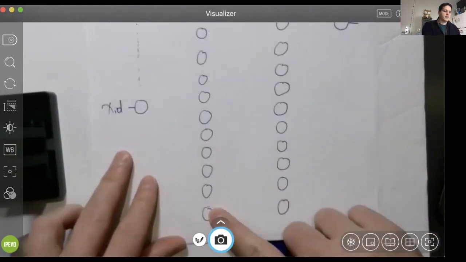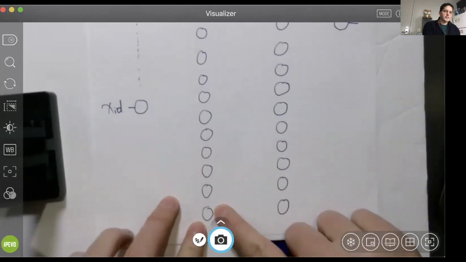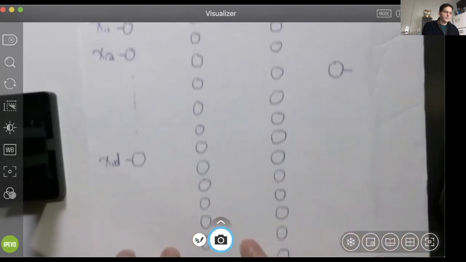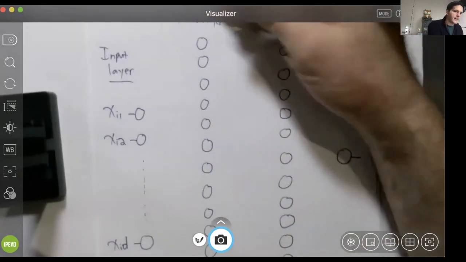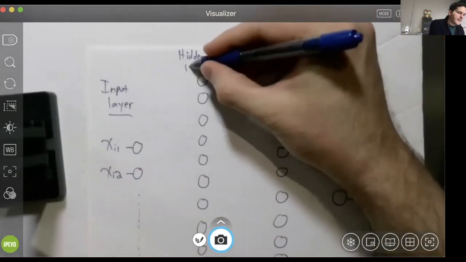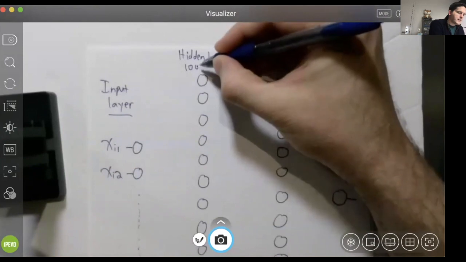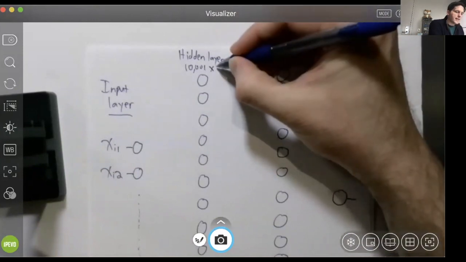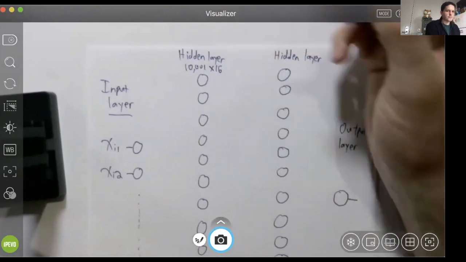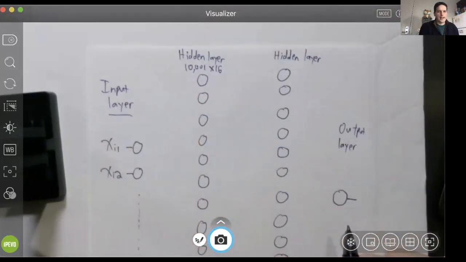And in this neural network, we have 16 nodes in the first hidden layer. So the total number of parameters for this hidden layer is 10,001 multiplied by 16. That's for the first hidden layer.